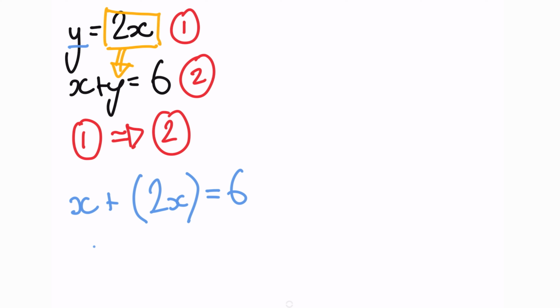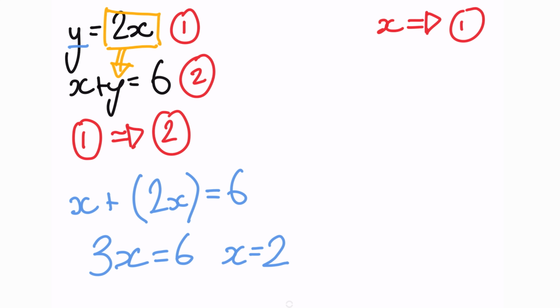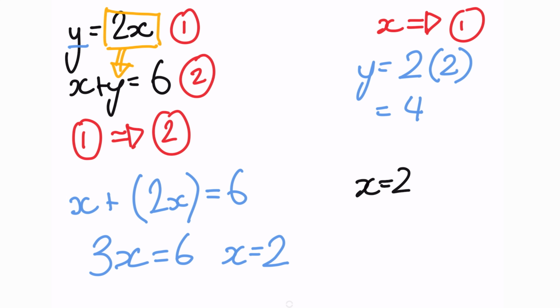All we have to do then is solve for x. So collecting like terms, we'll get 3x equals 6. x is going to equal 2. Then all we have to do to find out what y is, is substitute x back into one of the equations. In this case, I'll choose the first equation. So we'll have y equals 2 times 2. So therefore y is equal to 4. Our answer: x equals 2, y equals 4.